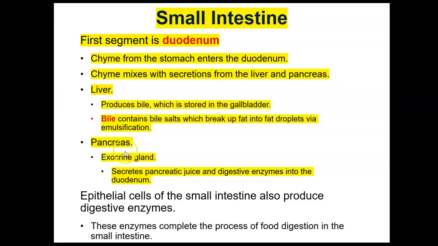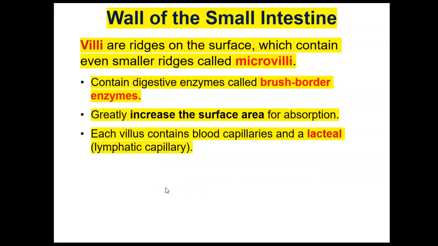It produces bile. The pancreas functions in digestion as an exocrine gland, and it secretes pancreatic juice, which is a fluid that contains a basic or alkaline secretion that helps neutralize the stomach acid, and also digestive enzymes. All of these are secreted by the pancreas into the duodenum of the small intestine.